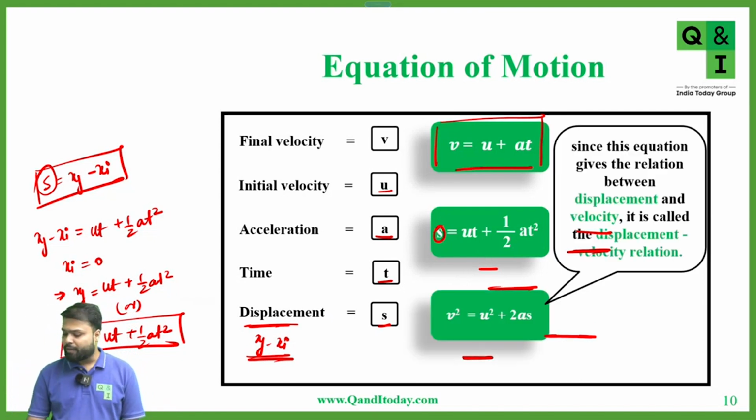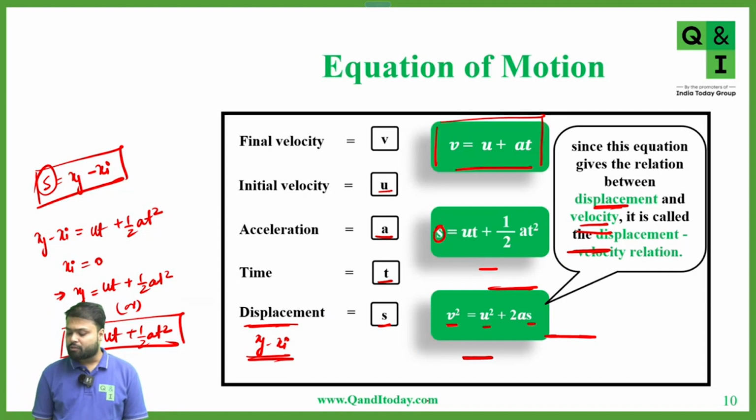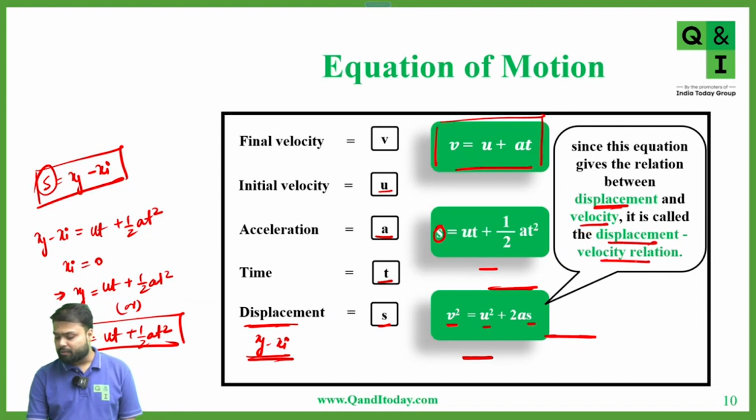Now let's see the third equation of motion, which is v square equals u square plus 2as. Here, this equation gives the relation between the displacement and the velocity. So this is called the displacement-velocity relation.